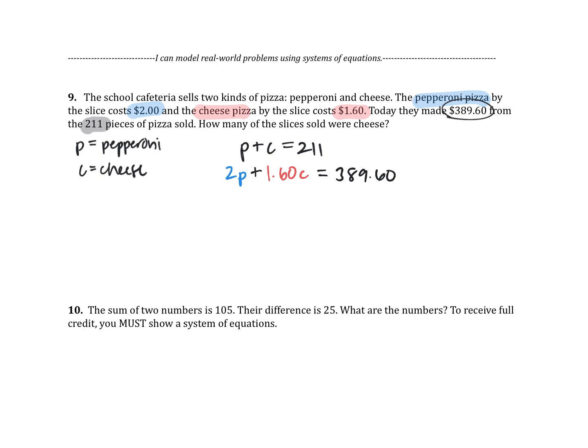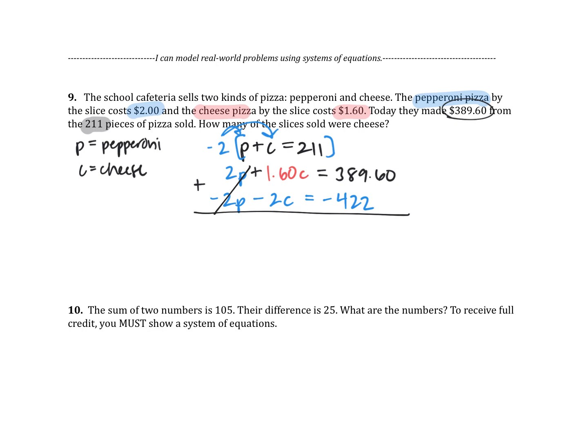So I'm going to go ahead and multiply this top equation by -2 so that my P variable is going to eliminate. So I'm going to distribute. I get -2P minus 2C equals -422. So now they have opposite coefficients here. My opposite coefficients are 2P and -2P. I can go ahead and eliminate those. And then I'm going to add everything else together.